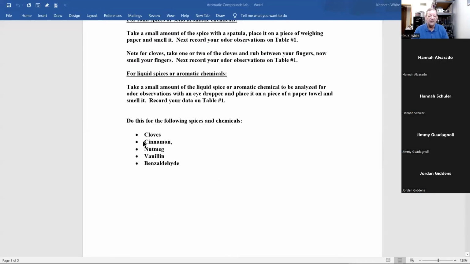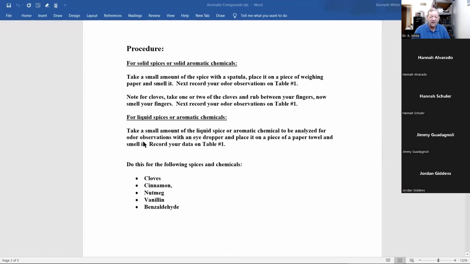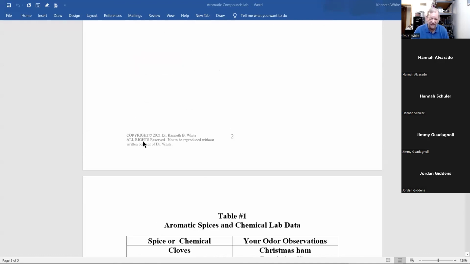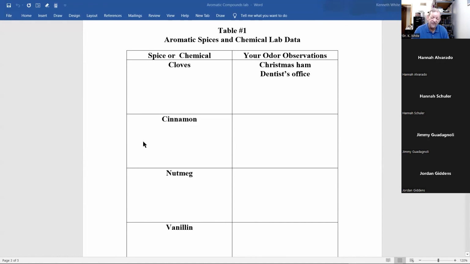Sorry, let me back up again. You'll be looking at cloves, cinnamon, nutmeg, vanillin, and benzaldehyde. And this table, if you have a chance, you don't have to fill it out, but have some fun. This is organic chemistry, it should be fun.